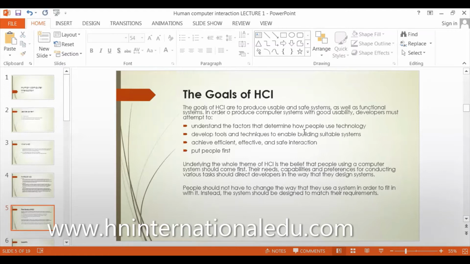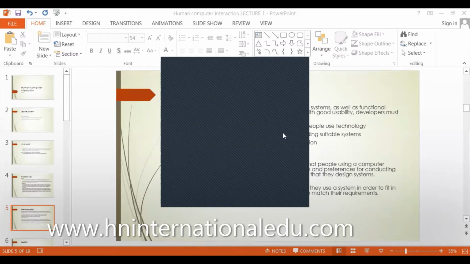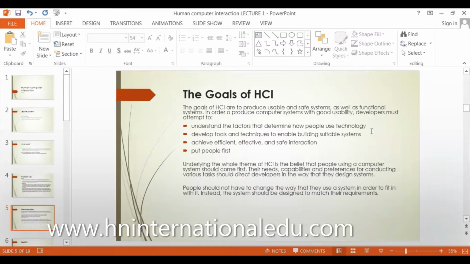Understand the factors that determine how people use technology. This is important. I must understand how people use technology. Old age people perceive technology differently, young people perceive technology differently, and the babies, they are very fast learners, they perceive technology differently. I must consider these things. Second, develop tools and techniques to enable building suitable systems. Whatever techniques I'm going to design for my HCI, that must be building suitable systems. Building suitable systems means they must be appropriate and easy to use for all the public, and they must be in budget.